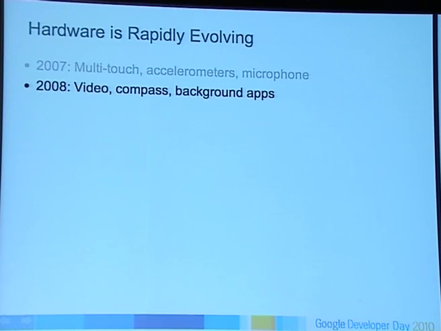Now, this is really important because not only did it mean we have a whole slew of new innovative apps, but it actually meant that what we saw later that year was when the next release of the iPhone came out, it too had support for video and compass.